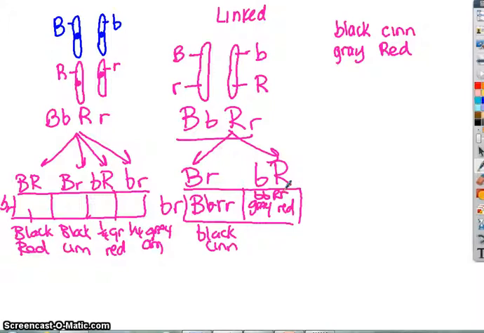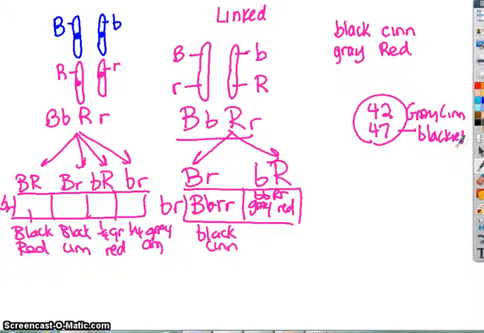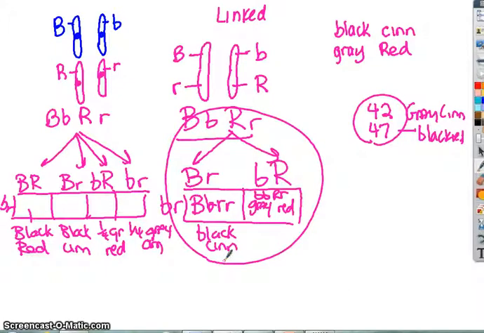Now you might say, well, if you look at the data, there were actually 42 and 47 that had the other combination, the gray with the cinnabar and the black with the red. And according to what I'm telling you, that shouldn't happen. Everybody should have been one or the other. But you have to take into account crossing over. The data really supports the exact thing you would get if 2 genes are linked and there was a little bit of crossing over happening.